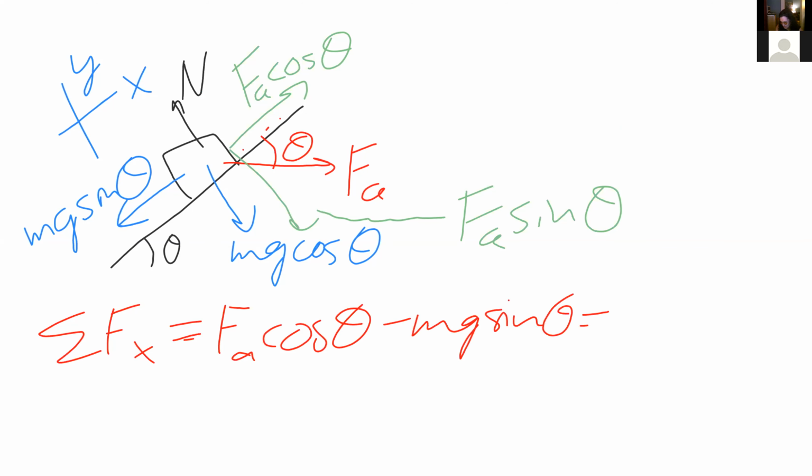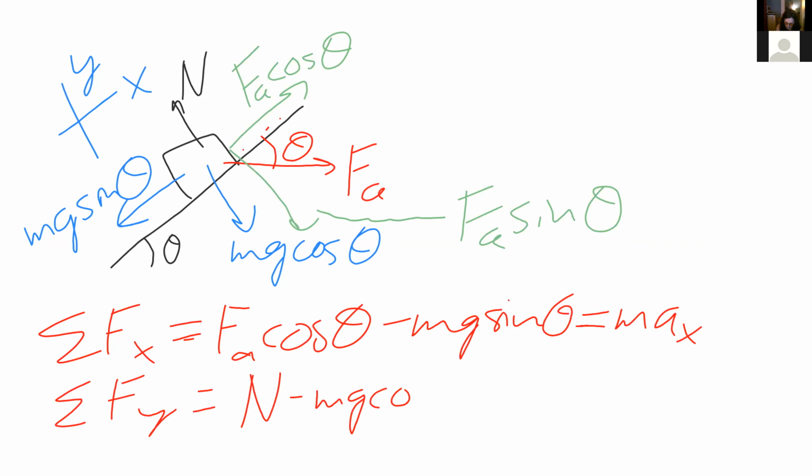And then we set this equal to m times the x component of the acceleration. Sometimes that'll be 0, sometimes it won't. And then we sum the forces in the y direction. In the y direction we have, for this problem, a normal force up minus mg cosine theta down minus Fa, the applied force, times the sine of theta. And again, you could set this equal to m times the acceleration in the y direction.